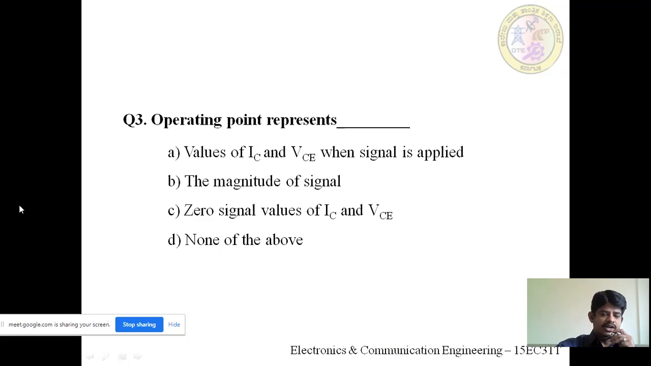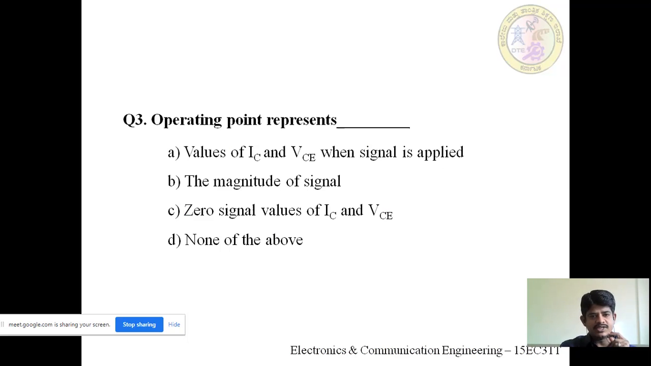Okay, so many times you may get confusion between option A and C. Option A says the value of output current and output voltage when signal is applied. Signal means an input signal, information signal, and C says zero signal values of IC and VC. Zero signal means zero information signal. So remember one thing, operating point is the one which is set by the DC signal, meaning the DC value VBB. So DC voltage is applied to set the operating point. At that time there is no signal applied.